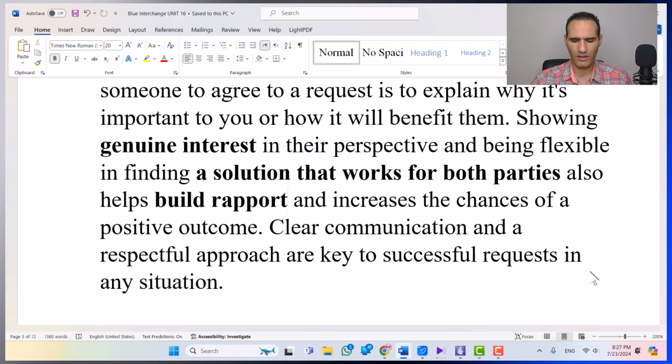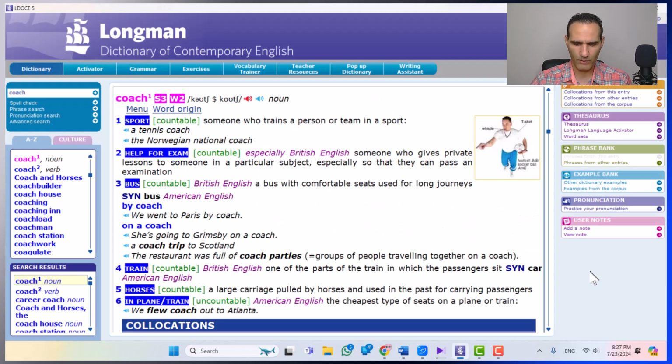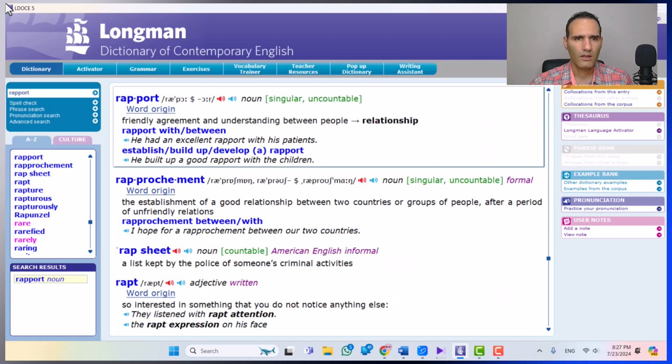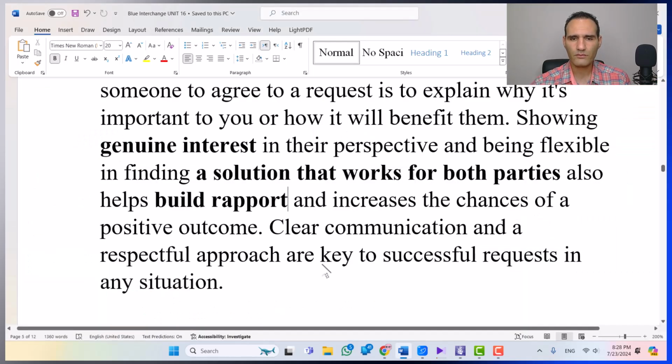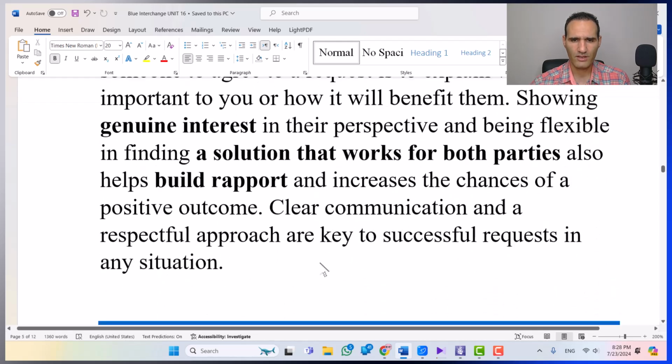Just let's take a look at Longman for rapport. It says, with the stress on the second syllable, rapport. Rapport, friendly agreement, friendly understanding. He had an excellent rapport with his patients. So he had a very beautiful understanding or friendly understanding. Establish rapport, build up rapport, develop rapport. Collocations. Okay? So that was the answer to the speaking part.